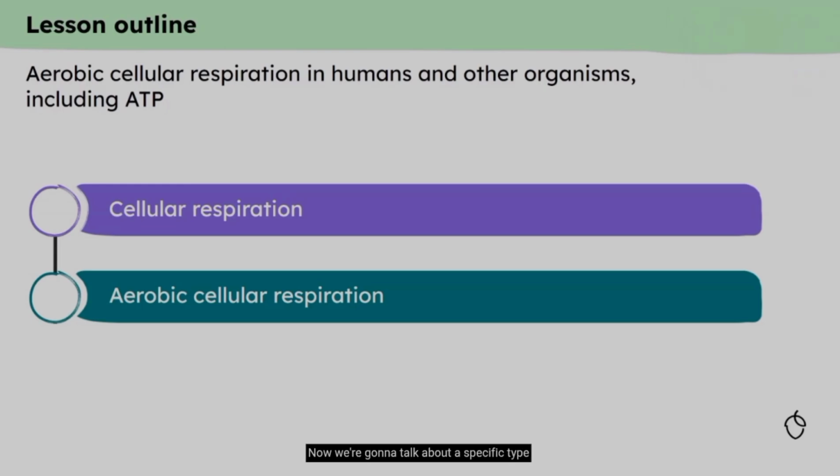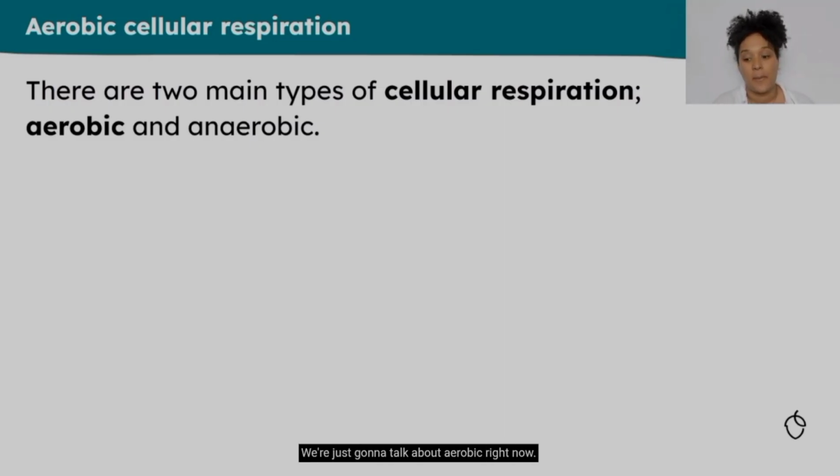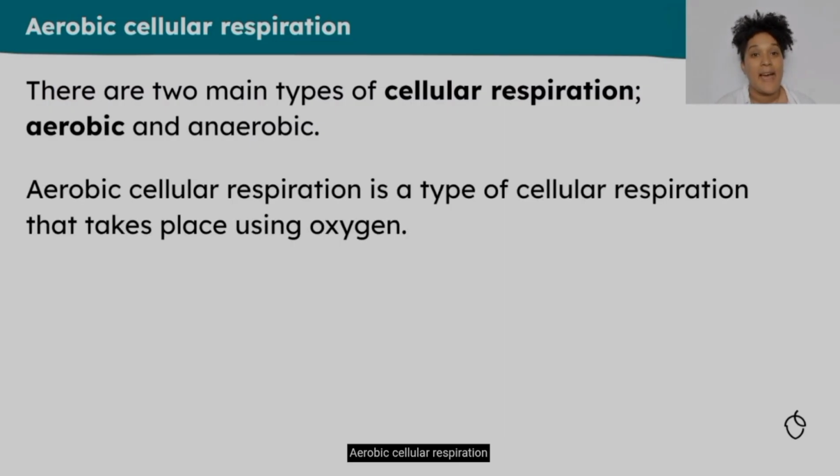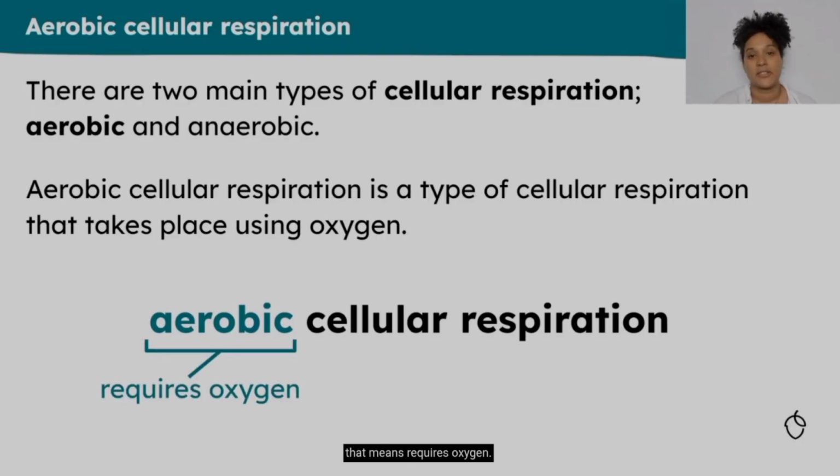Now we're going to talk about a specific type of cellular respiration, aerobic cellular respiration. There are two main types of cellular respiration, aerobic and anaerobic. We're just going to talk about aerobic right now. Aerobic cellular respiration is a type of cellular respiration that takes place using oxygen. If we look at that phrase, the aerobic part of the phrase means requires oxygen. Hopefully that will help you remember.